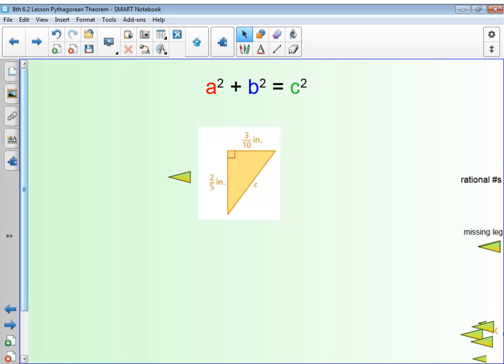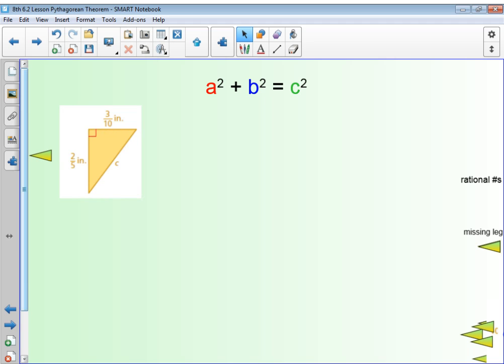Okay, so let's try another one of those working with the fractions. We'll go ahead and try one more. The decimals aren't quite as hard as the fractions. Those fractions are multi-step. So they flip this triangle around. It doesn't matter. We're still going to use the right angle for our A and B. So I'll do this one as A and this one as B.